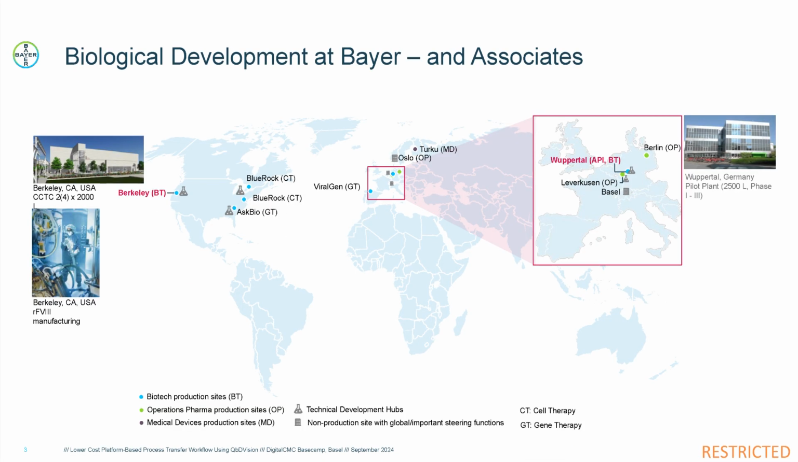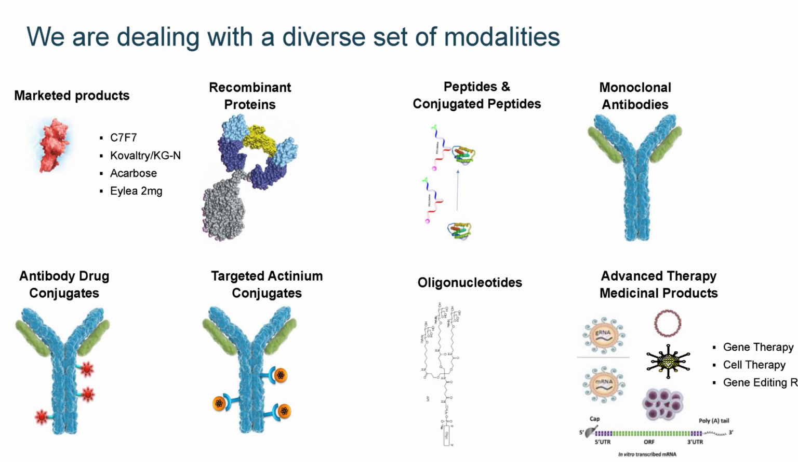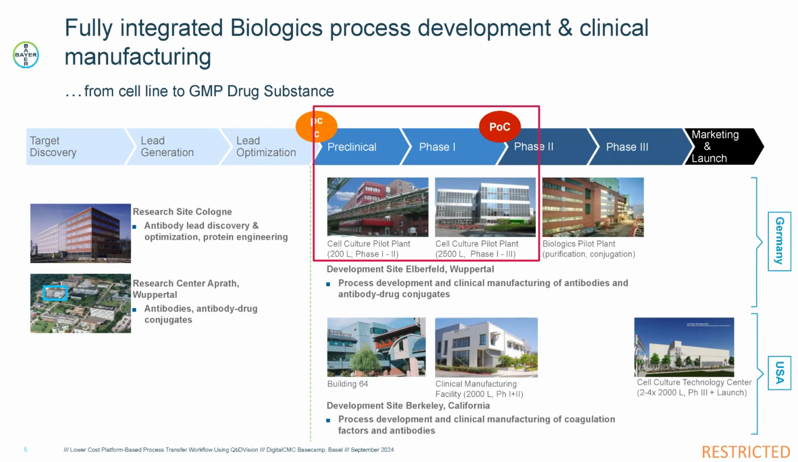Very quickly, you can see a map. I just want to highlight our biological development sites from Bayer. You can see a few spots in Europe and a few spots in the US. These are our main sites where we develop biological processes. We are dealing with a quite diverse set of modalities: recombinant proteins, antibodies, and conjugates, but we are also in gene and cell therapy and gene editing reagents. We deliver full integrated biologic process development and clinical manufacturing capability, from research and target discovery to launch and marketing.